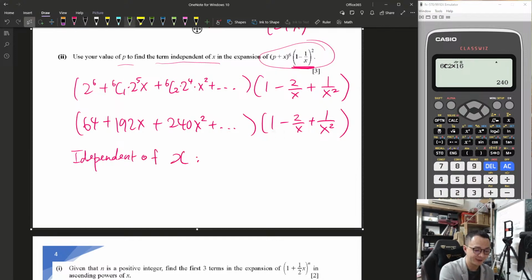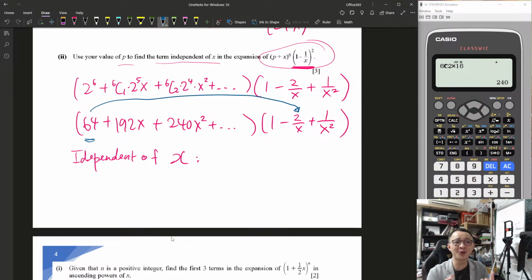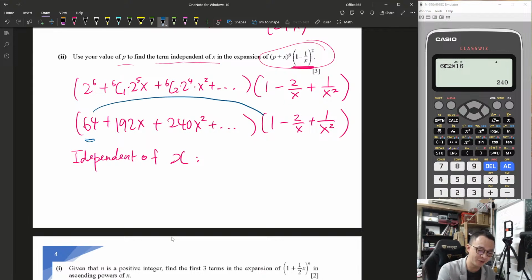Okay, I want you to think like this. I want to get number only. I want to make sure my multiplication will not give me any x. If you think, oh, 64, sir, I want to multiply 64 with the second term, then you will get negative 128 over x. That term, is it independent of x? No, because you have over x, which is x power of negative 1, which is not independent of x, so you cannot multiply the second term. Then, in order to get number only, I have to use 64 multiply 1. So I got the first number, 64 times 1 is 64.